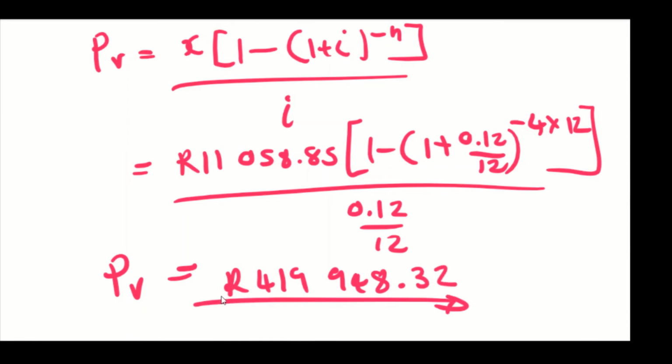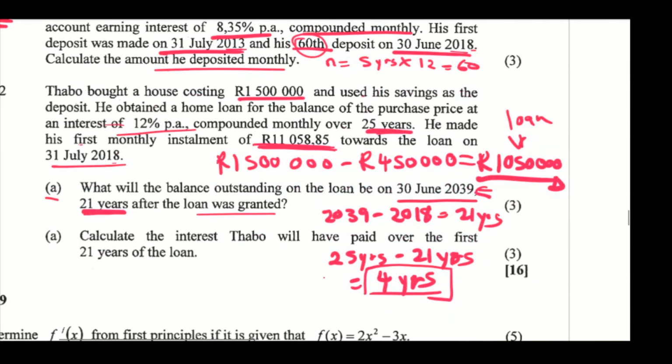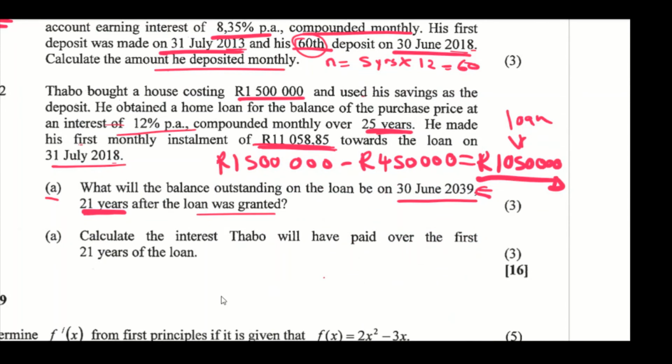So now, okay, let's go to this section here. Let me remove this here, and now we are here at B. Actually, it's supposed to write B instead of A. Calculate the interest Thabo will have paid over the 21 years of the loan. So in the previous question we calculated PV, which is the balance that is remaining from the loan, right?